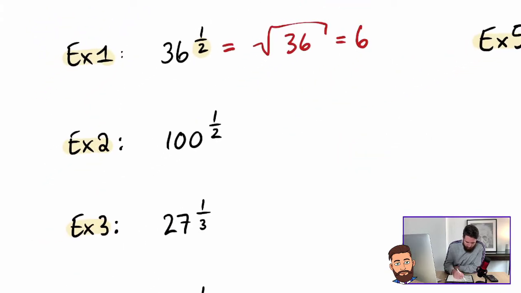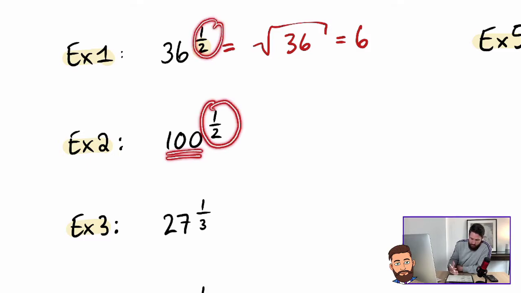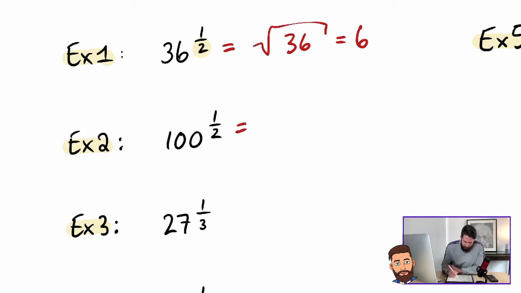If we move on to example 2, again, we've got 100 raised to the power of a half. And what you'll start to spot is the power of a half just means the square root, and that is exactly what it means. The power of a half means that we're going to do the square root of 100. Yeah, we could put 2 there, but not necessary. The square root of 100 is 10. So the answer to that question is 10.